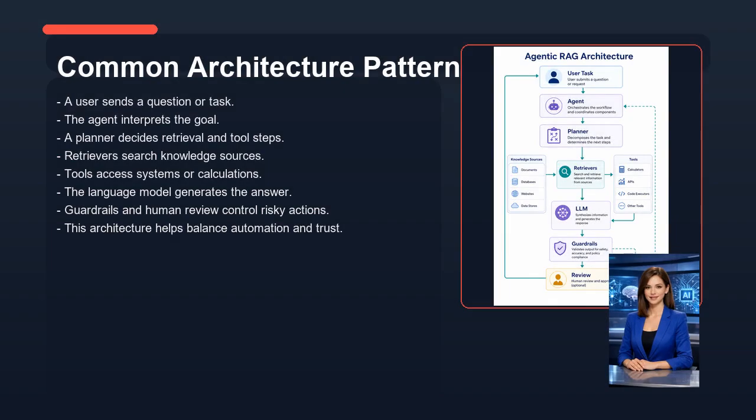Now let's look at a common architecture pattern. A user sends a question or task. The agent interprets the goal. A planner decides retrieval and tool steps. Retrievers search knowledge sources. Tools access systems or calculations. The language model generates the answer. Guardrails and human review control risky actions. This architecture helps balance automation and trust.